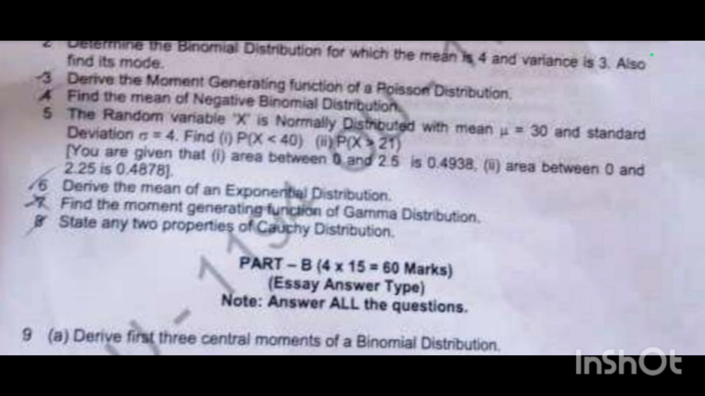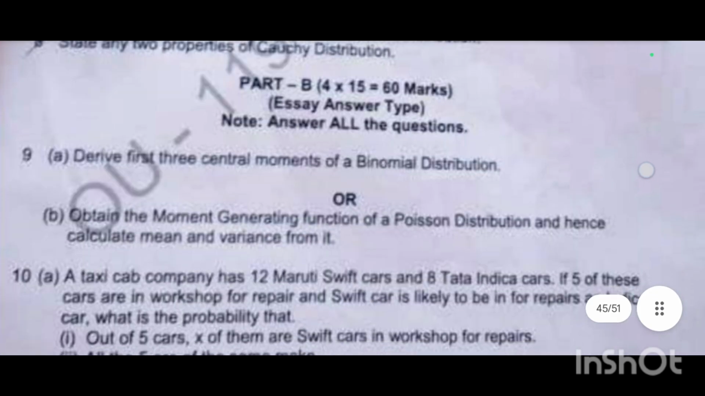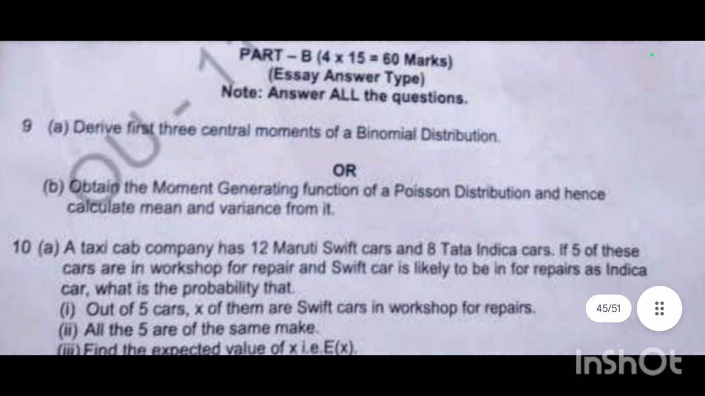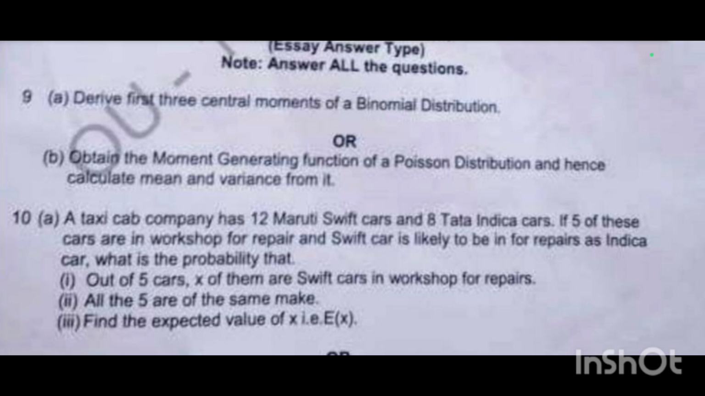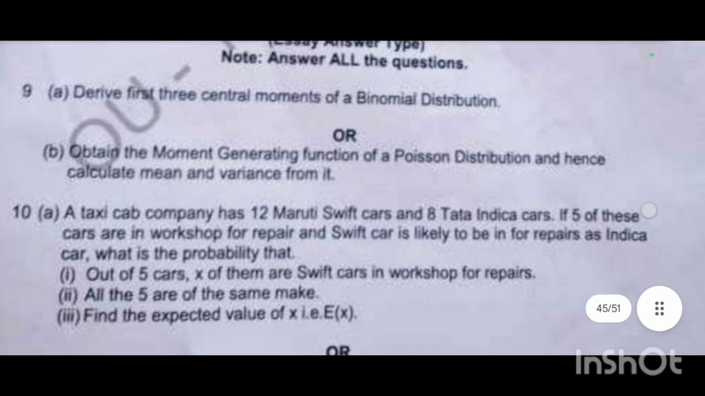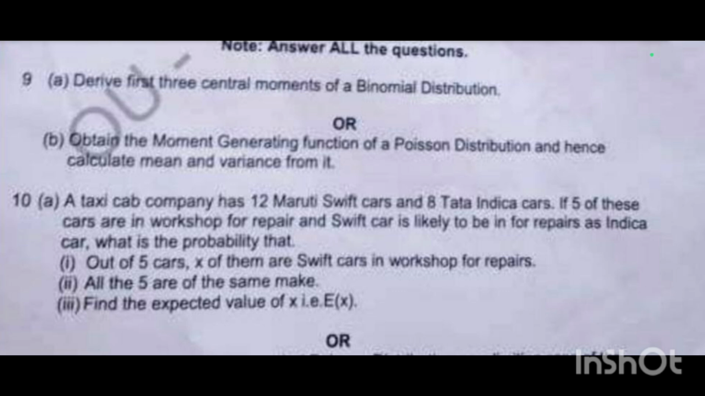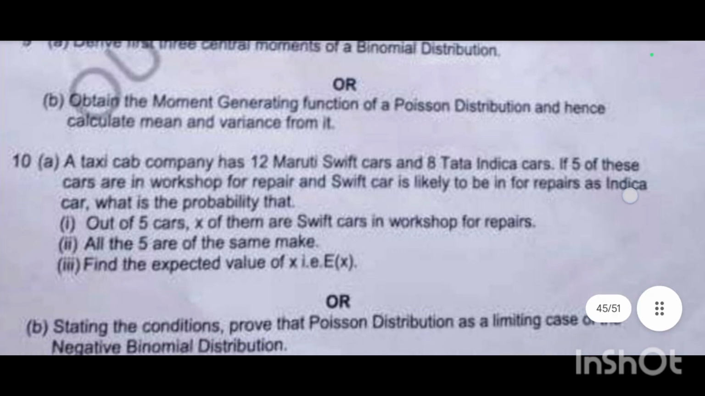Find the moment generating function of a gamma distribution. State any two properties of Cauchy distribution. So coming to part B, derive the first three central moments of a binomial distribution. Obtain the moment generating function of a Poisson distribution, hence also calculate the mean and variance from it.